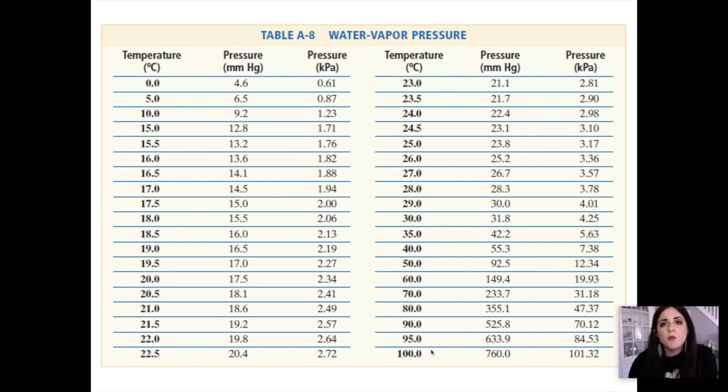So this is our water vapor pressure chart. This is the one I normally give everybody. So this tells me the pressure of water in millimeters of mercury and in kilopascals at a whole bunch of different temperatures. And you'll notice that as temperature is increasing, the partial pressure of water actually increases. So at 5 degrees Celsius, let's say, water will exert a pressure of 6.5 millimeters of mercury on the environment.